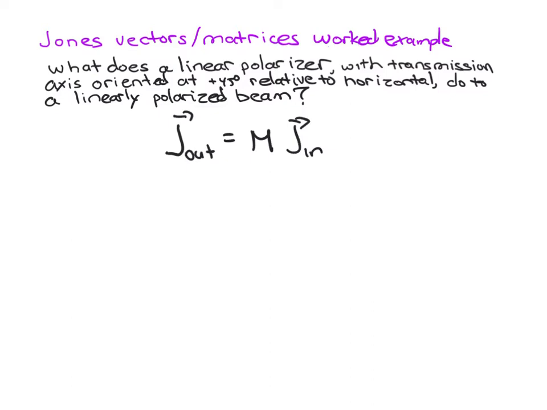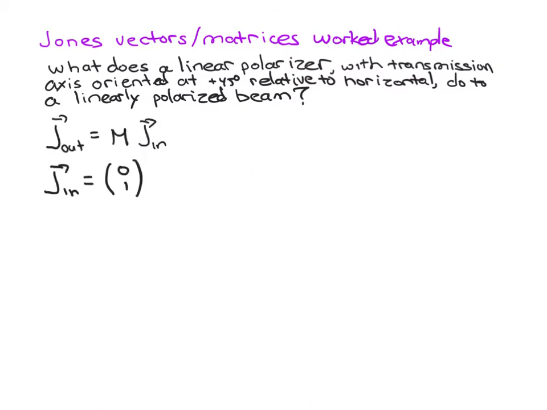So we're told that the input polarization is a vertically polarized beam, and that is one of the two basis states. So the input polarization is just going to be represented by this column vector, a 0 and a 1.